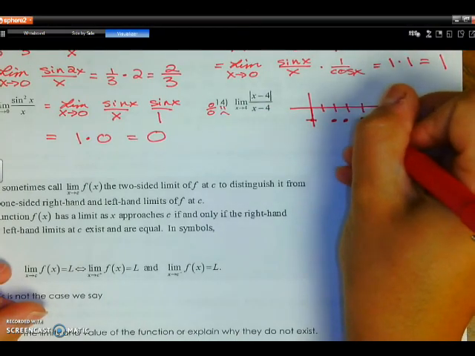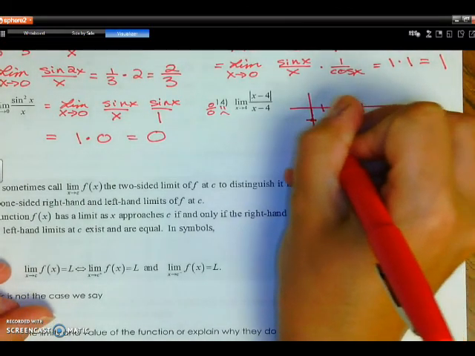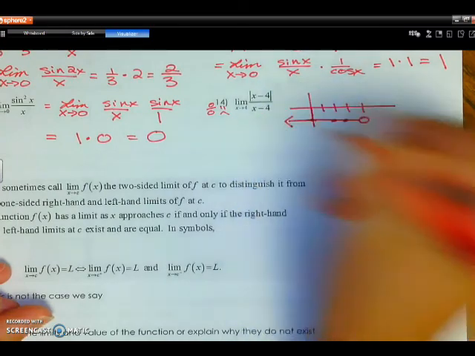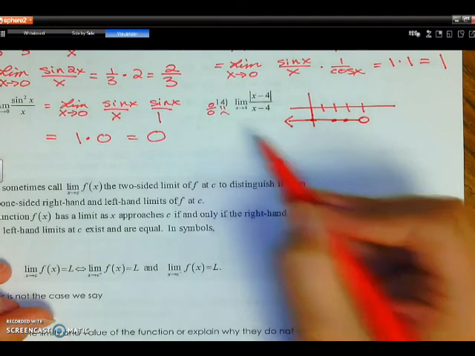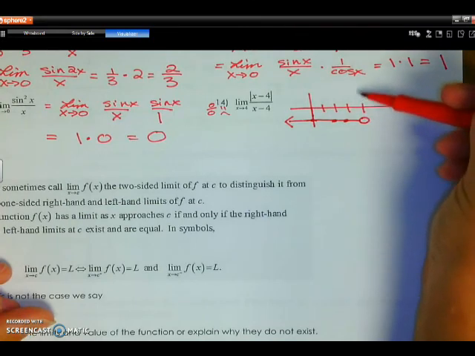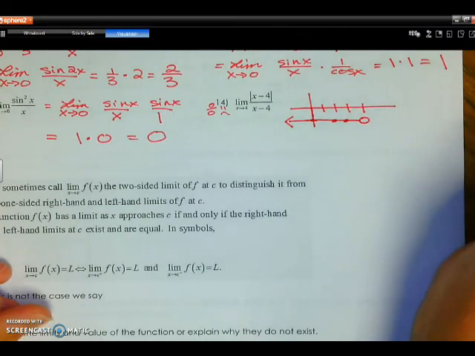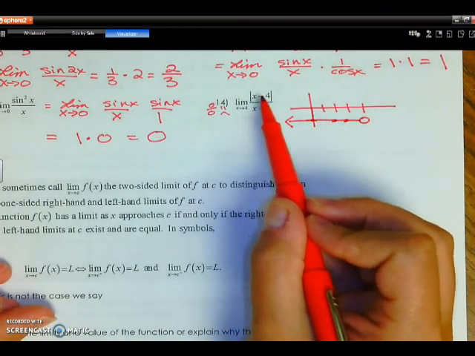So at 4, I'm going to put an open circle. Remember, open circle means I didn't actually plug in 4. But it looks like this part of the graph is just always going to be negative 1, as long as I plug in something to the left of 4 on the number line. Now, what if I start plugging in just a little bit bigger than 4 and anything to the right? Well, if I plug in 4.1, 4.1 minus 4 is 0.1.